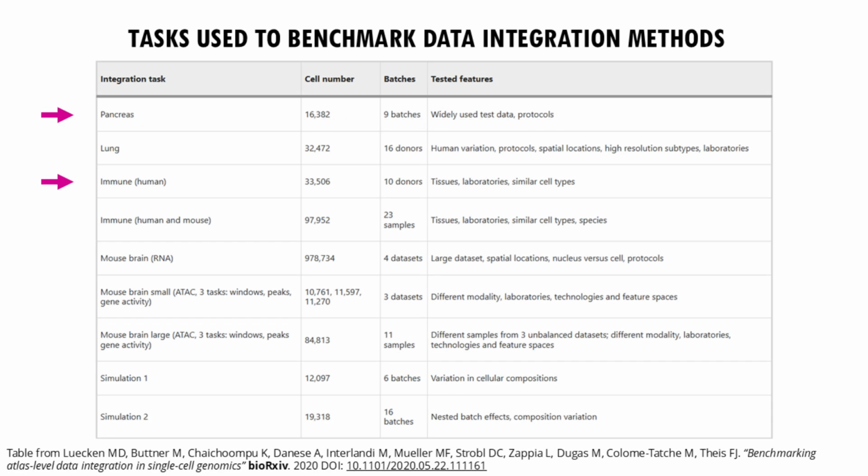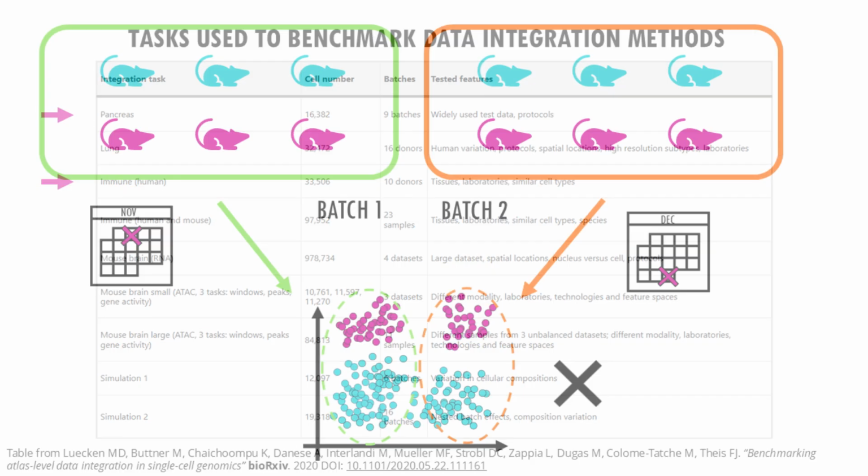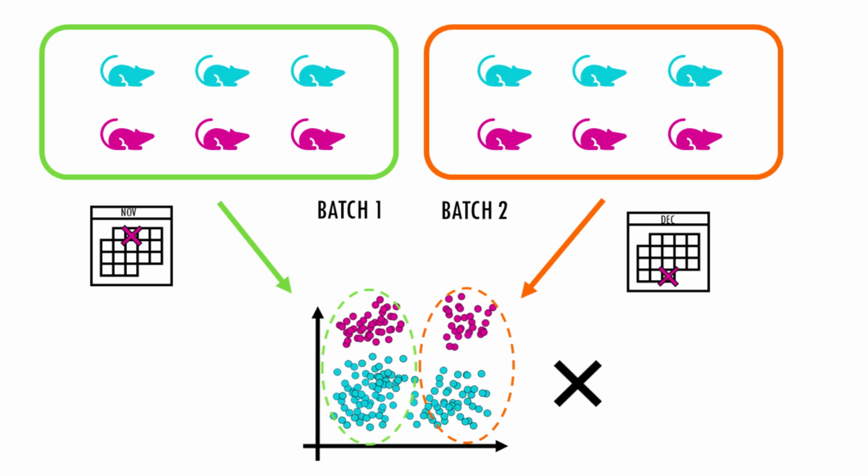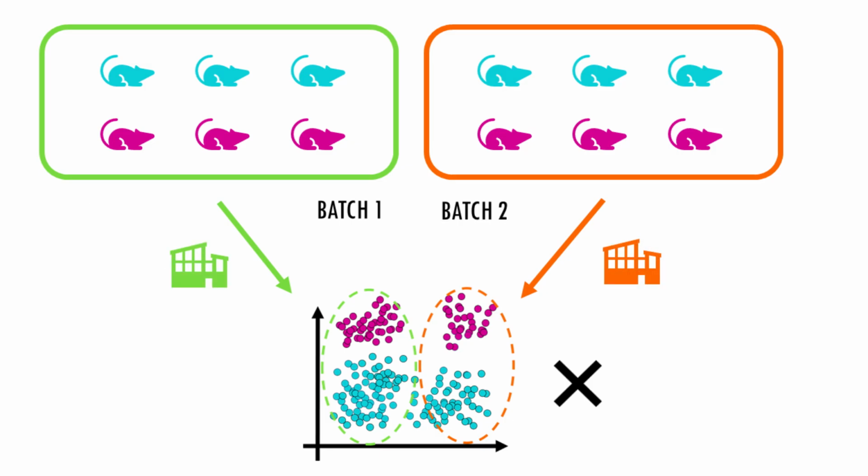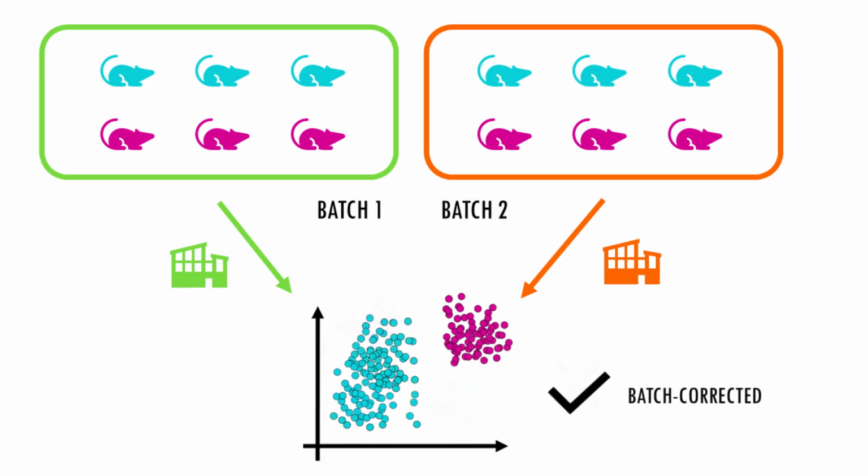In the Luken paper, the main integration tasks included simple datasets with clear cell types, like pancreatic cells from different studies, or the human immune task, which includes different tissue sites. Here, the challenge is to integrate datasets from different batches, which may have been processed at different times, or by different labs or people, or they may come from different tissue sites. But we expect very similar cell types, and all genes are, in this case, human genes. They all come from the same species, in any case.